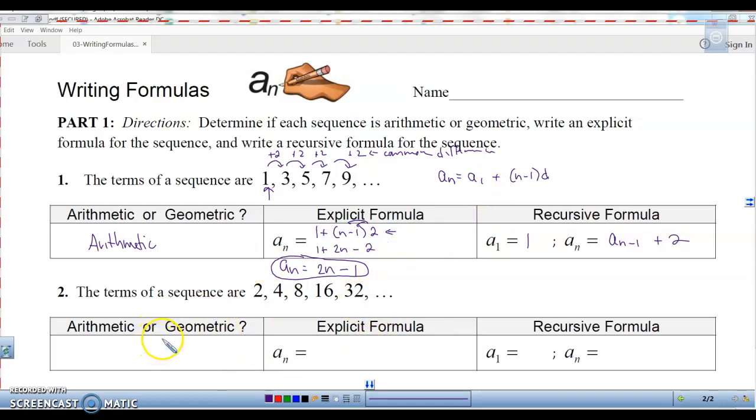Let's look at the second problem here. The terms of the sequence are 2, 4, 8, 16, 32. First of all, is this arithmetic or is this geometric? What's happening every time as we go up here? We are multiplying by 2. If we are multiplying by 2, that makes this geometric because we are multiplying to get every term. For that, remember this is called the common ratio.